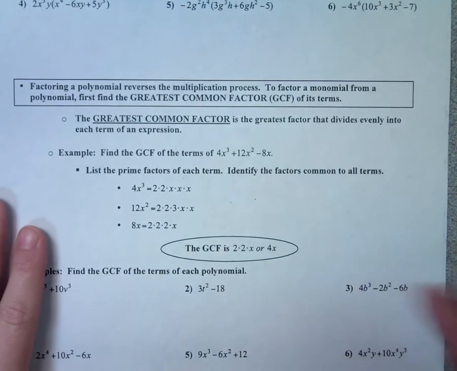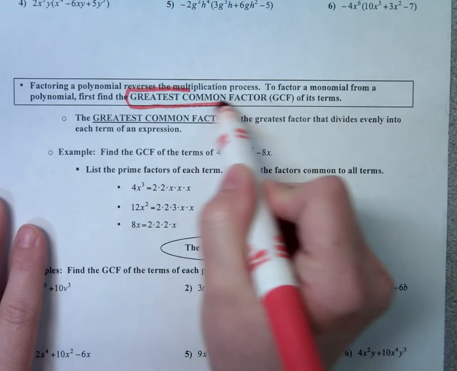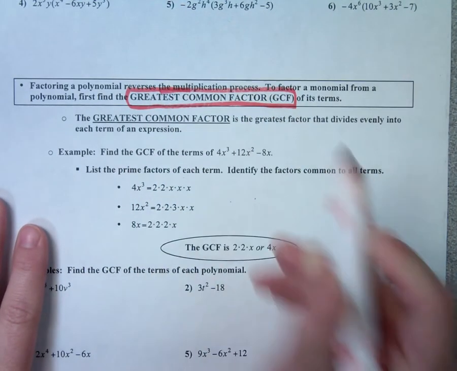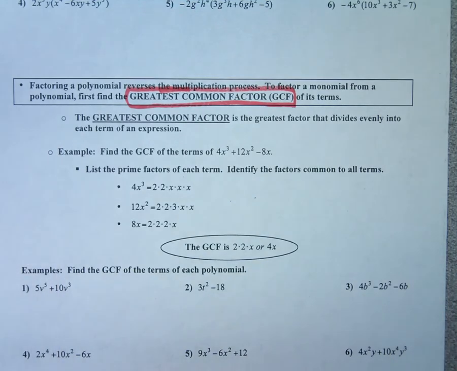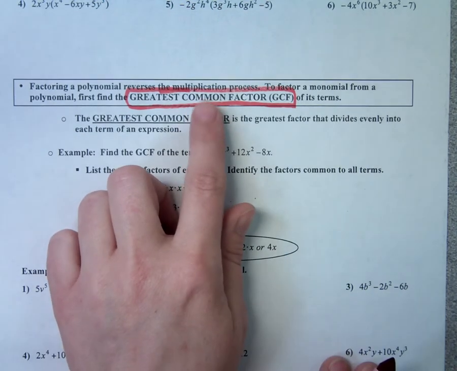So the very first rule of factoring is to look for the greatest common factor, which I will call the GCF. It's the very first thing that we're going to look for whenever we're factoring. So as I teach you other methods, this is the first thing you always want to check for.